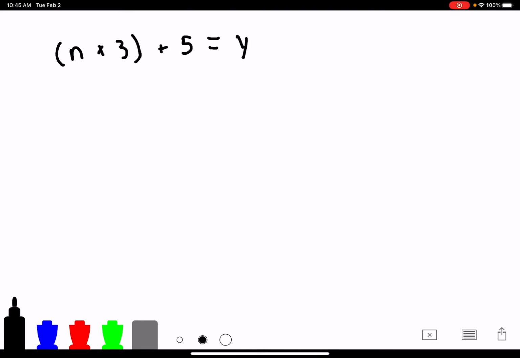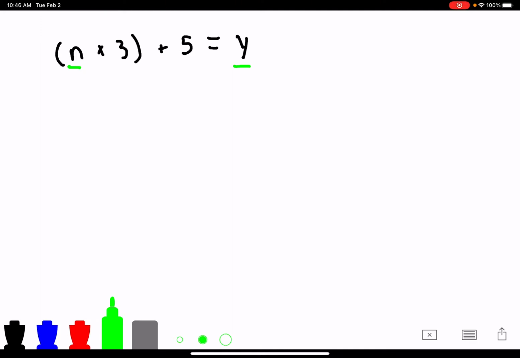Let's take a look at this equation. N times 3 plus 5 equals y. One thing to notice here is that we have n and y, which are not numbers, right? We call those variables. And since they're variables, that means that we need to figure out what they are.